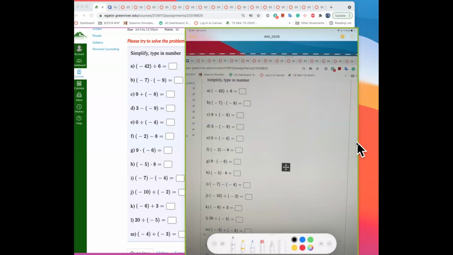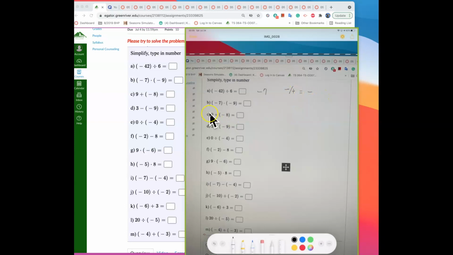First problem, negative 42 divided by 6. The answer here is negative 7. I'd like you to state the rule the first time you show it: negative divided by a positive equals negative. You can just write it like that.